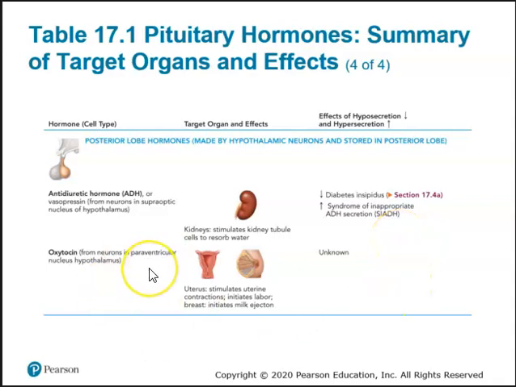Oxytocin, made from the neurons in the paraventricular nuclei of the hypothalamus. Effects include the uterus, stimulates uterine contractions, initiates labor. In the breast, it initiates milk ejection, and also it encourages mother-baby bonding, as well as those feelings of, you could probably say, affection and love towards a significant other, especially when you first start dating them or seeing them.